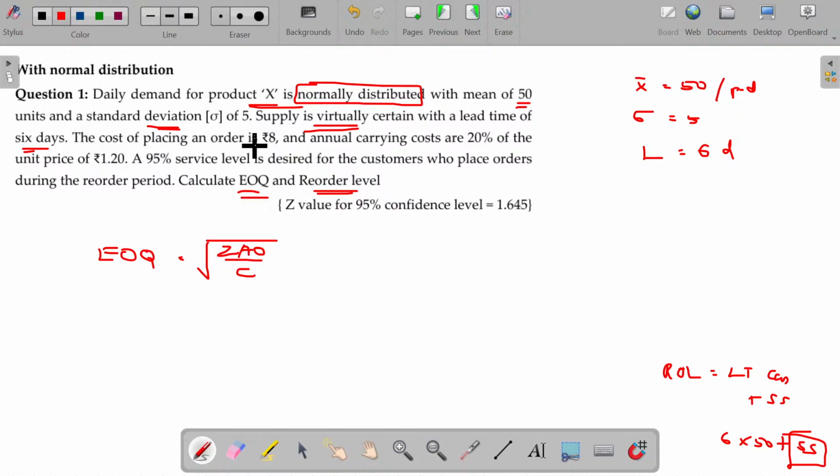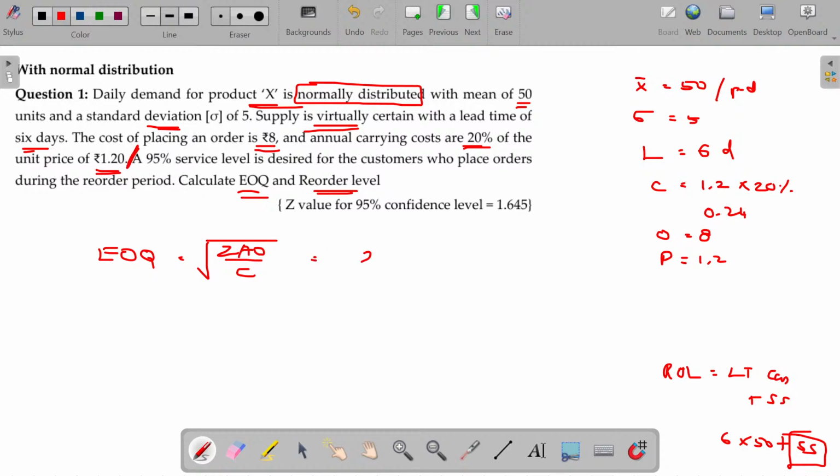Right. The cost of placing an order being 8, annual carrying cost being 20% of the unit price being 1.2. So then carrying cost per unit per annum being 1.2 into 20%. Come on, tell me. 0.24. Ordering cost being 8, and price of the commodity being 1.20. Is that okay? Finish up this one.